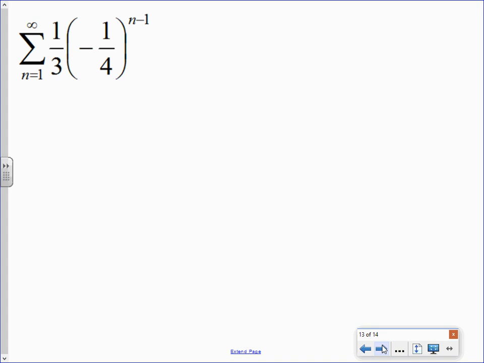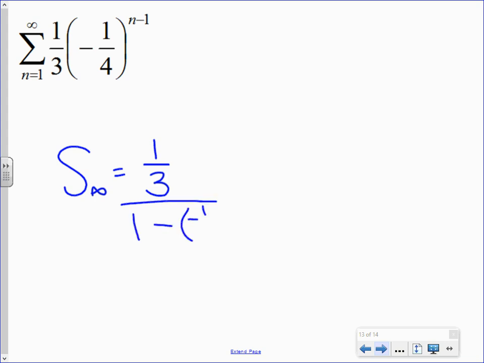Okay. This example, is it geometric? Yes. Our infinite sum, we're going to take our first term. Oh, can we find it? It's because the absolute value of r is less than 1. Okay? Times over 1 minus r. Please be careful. This is 1 minus negative 1/4. So we basically have 1/3 divided by 5/4. What's our infinite sum? 4/15.